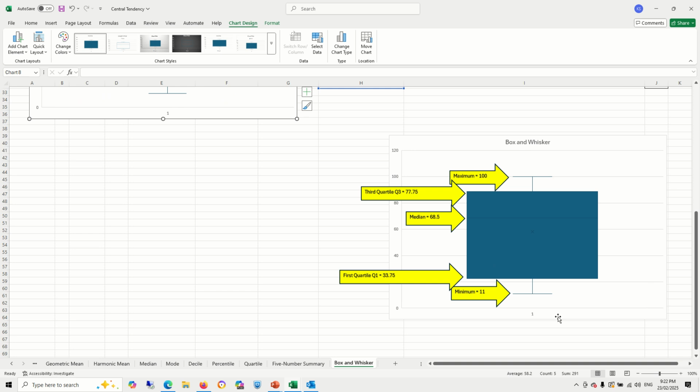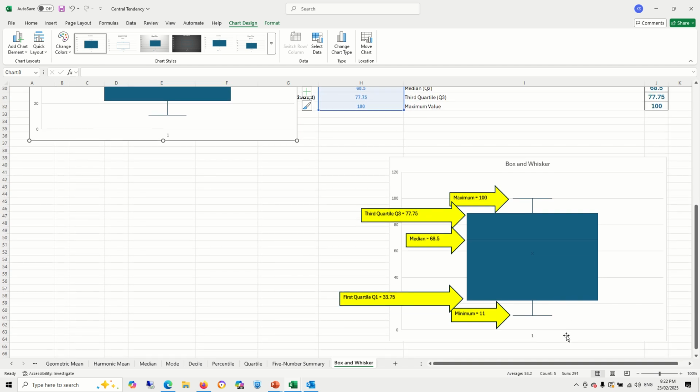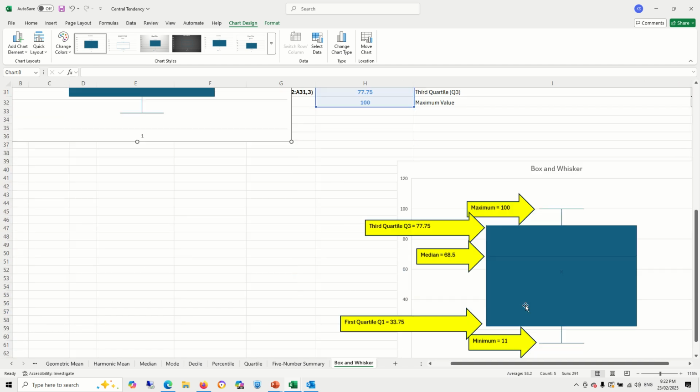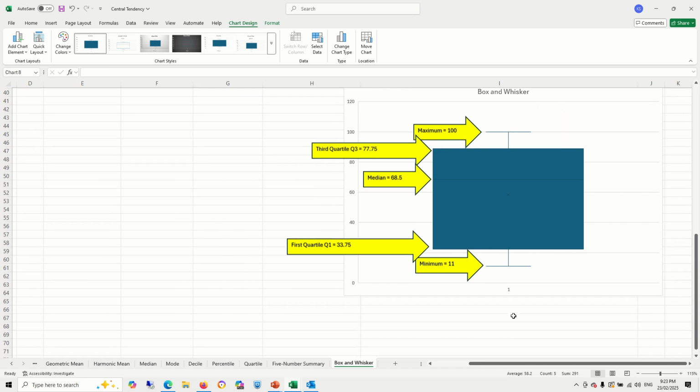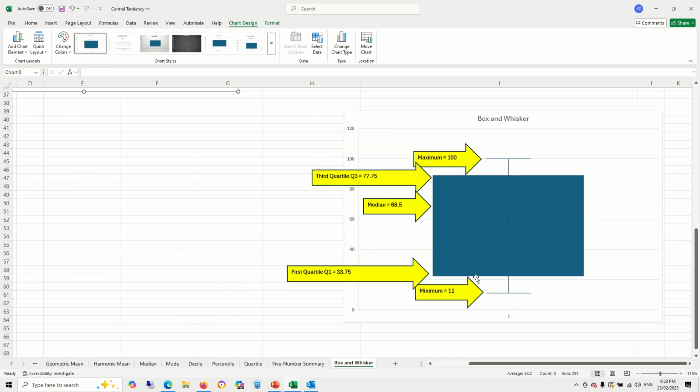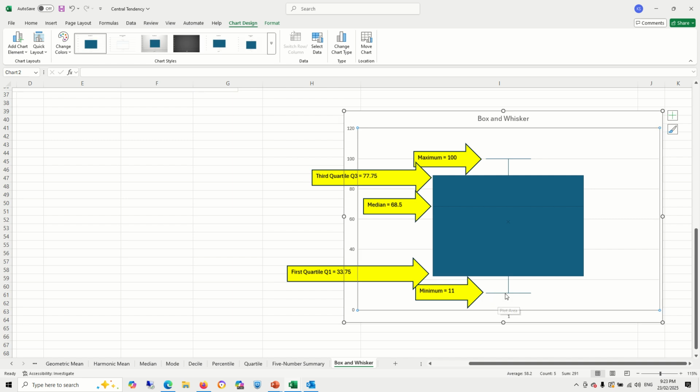As you see here in this box and whisker, this is the minimum, which is 11, and this is the first quartile, and this is the median, and this is the third quartile, and this is the maximum, which is 100. So box and whisker is representing graphically the 5-number summary, and this is the box. As you see, it is starting from the first quartile up to the third quartile, and these are the whiskers showing the minimum and maximum.